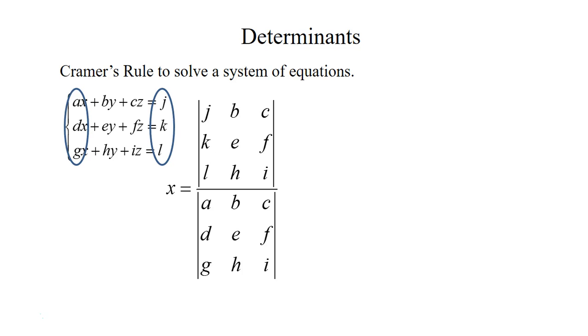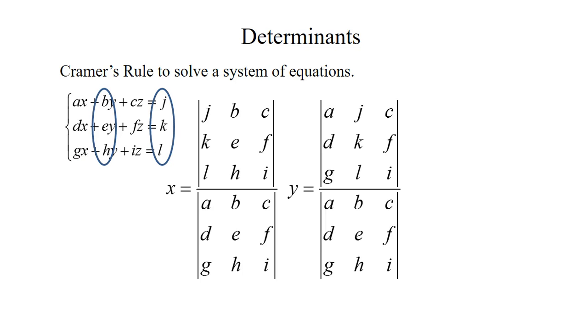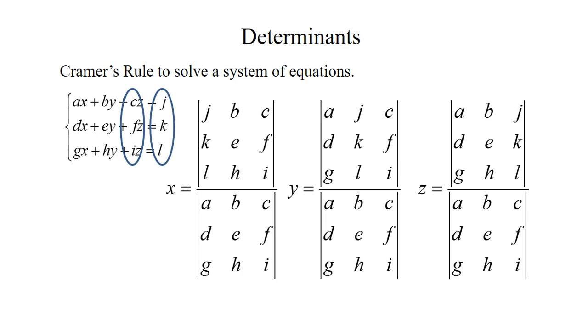We do something similar for the y variable. We replace the y coefficients with the constants, and that goes in the numerator. So our second column is J, K, L. The denominator is exactly the same. It's just the coefficients of x, y, and z. Now for z, we're going to replace the coefficients of z, or the third column, with J, K, L. And our denominator again is the same. So this will be a formula to find x, y, and z using Cramer's rule.